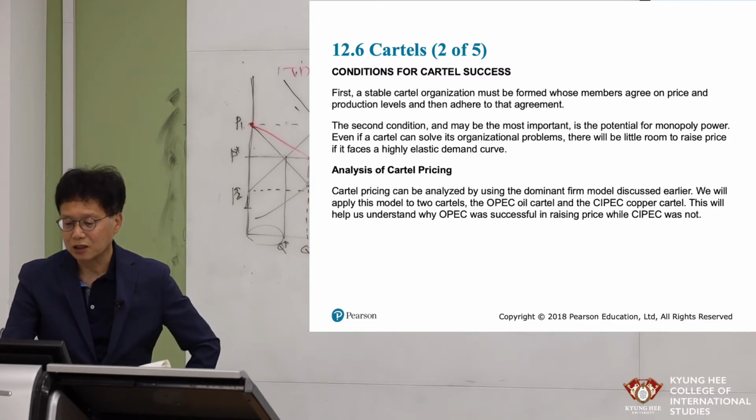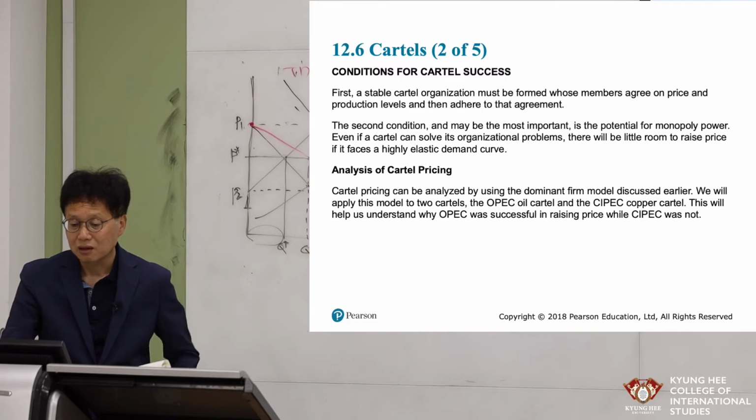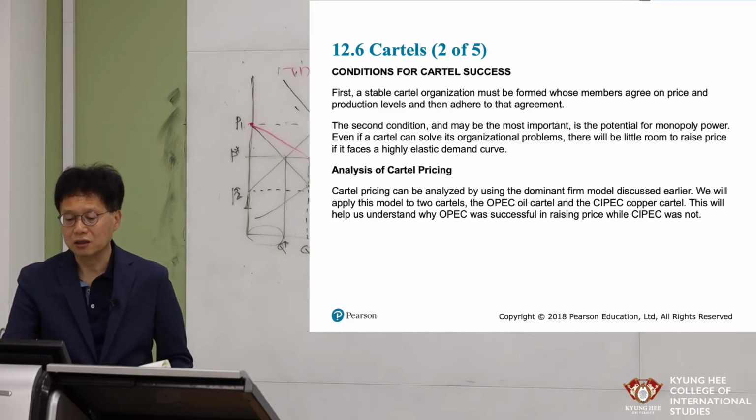Even if a cartel can solve its organization problem in number one, there will be little room to raise price if it faces a highly elastic demand curve. Then, if it faces a highly elastic demand curve, those kinds of cartels should not be successful at all.